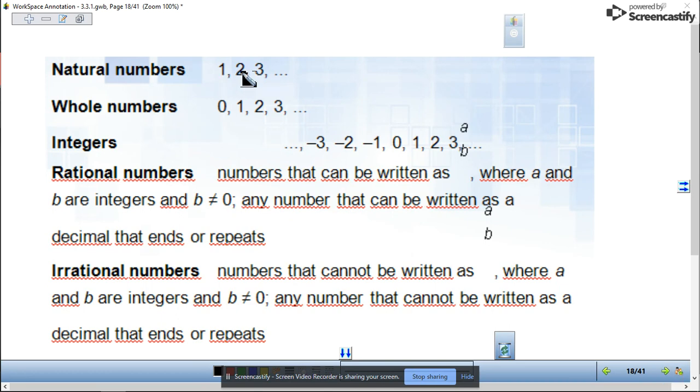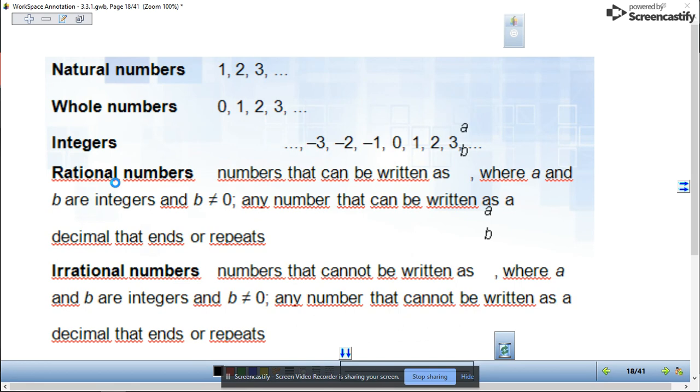Natural numbers: 1, 2, 3, 4, right? That's your basic counting numbers. When you talk about whole numbers, you include 0. Integers include positive and negative whole numbers. Rational numbers are numbers that can be written as a over b, where b cannot be 0. That includes fractions and decimals. So rational numbers are fractions and decimals that end or repeat, so be careful there.